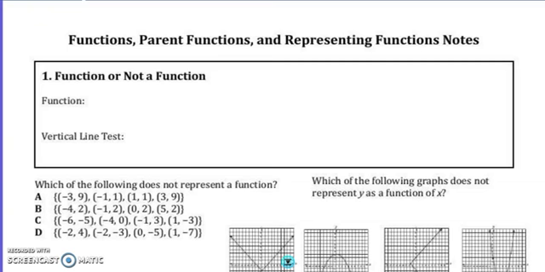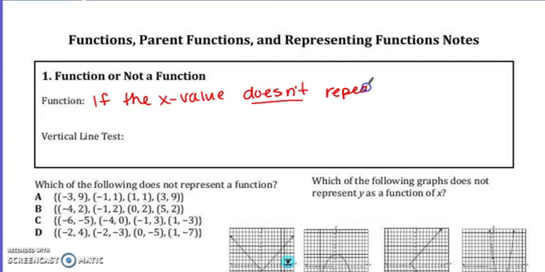Remember, something is a function, and this is points, graphs, whatever, if the x value doesn't repeat. If the x value doesn't repeat, that means something is a function. And we don't even look at the y value. We only look at the x value. So if the x value doesn't repeat, then it is a function. Now that's easy to tell from points or tables or maps. That's harder to tell from a graph.